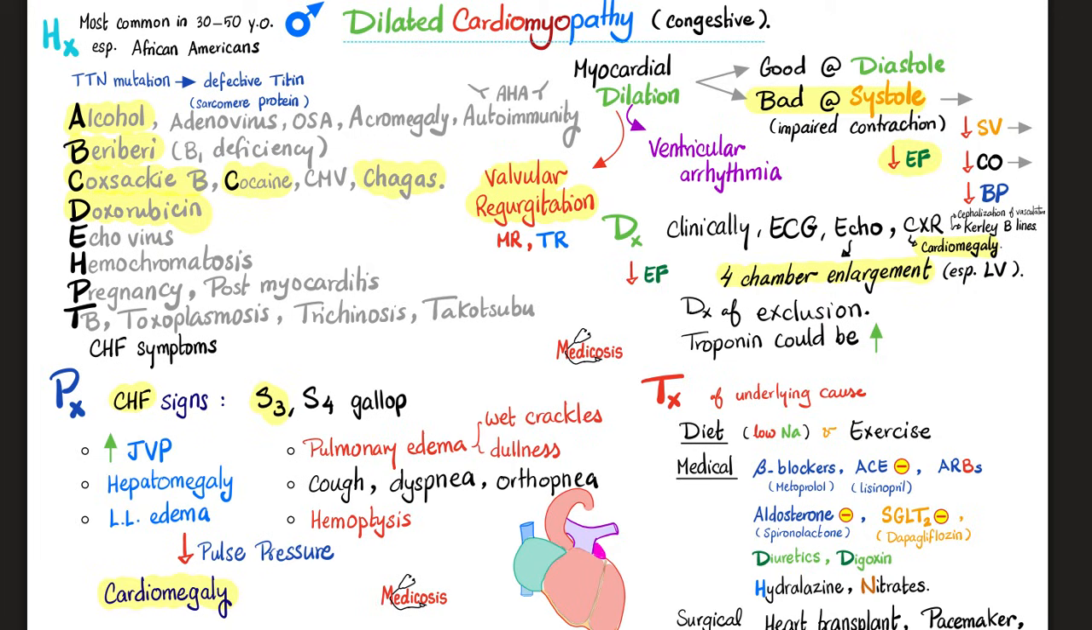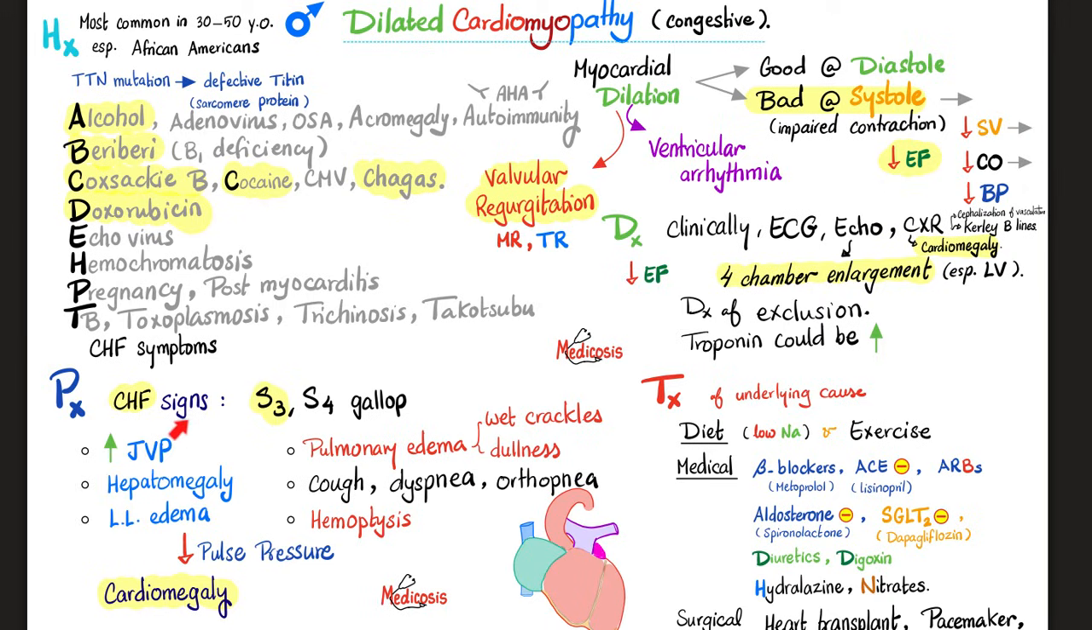For your board exam, they love to ask you about alcohol, beriberi, coxsackie, cocaine, chagas, and doxorubicin. And for the excellent student, also remember hemochromatosis and pregnancy. Signs and symptoms of congestive heart failure. S3 gallop is more common than S4 gallop.